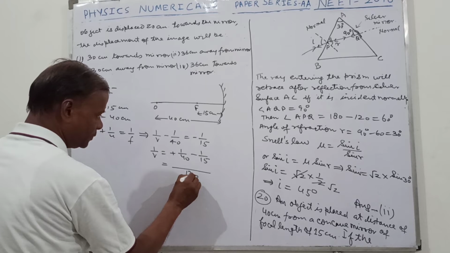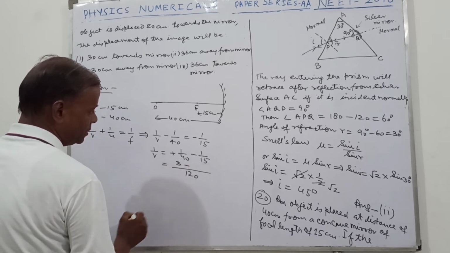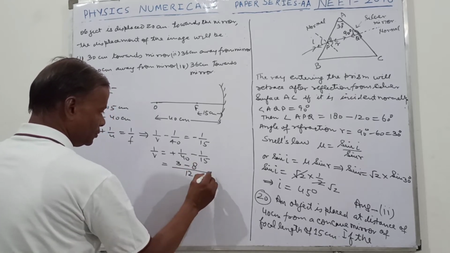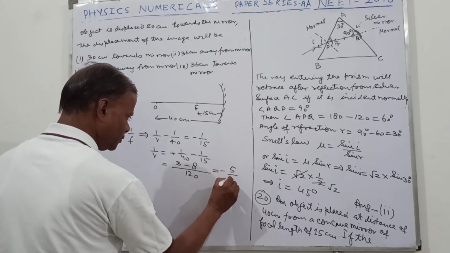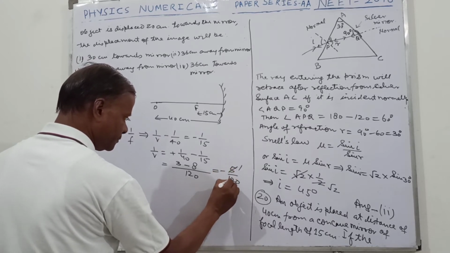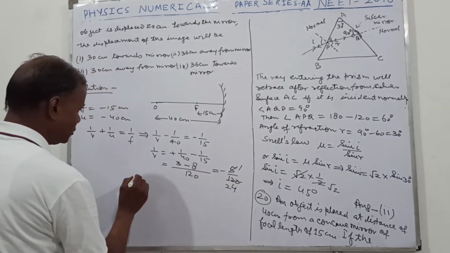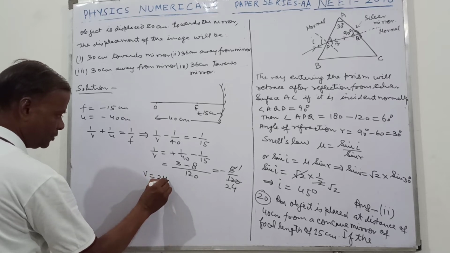This is now 120. So this will be 3 minus 8, so this is minus 5 upon 120. 5 ones are 5, 5 twenty-fours are 120. So we have v equal to minus 24 centimeter.